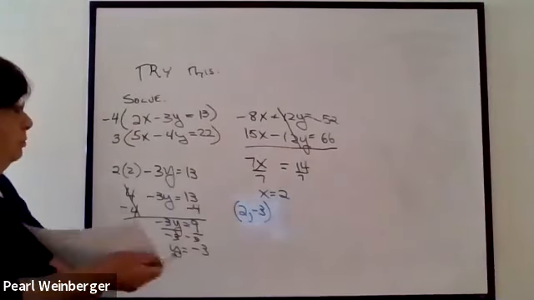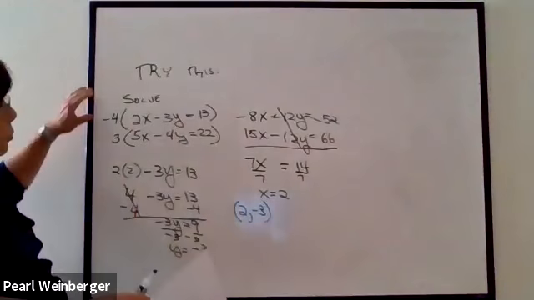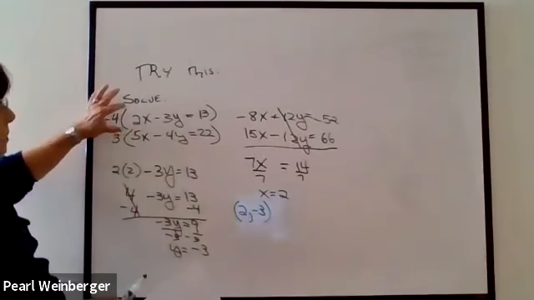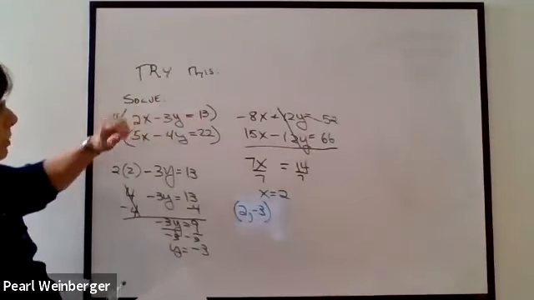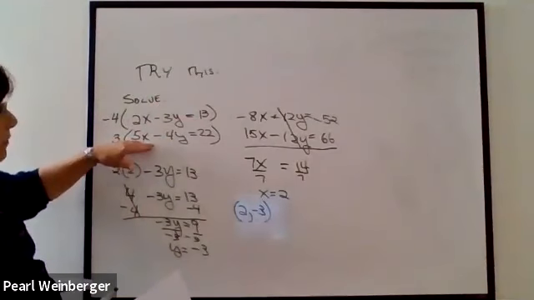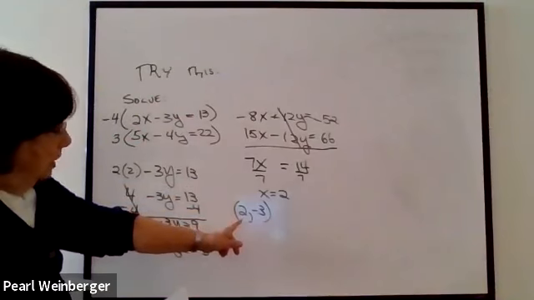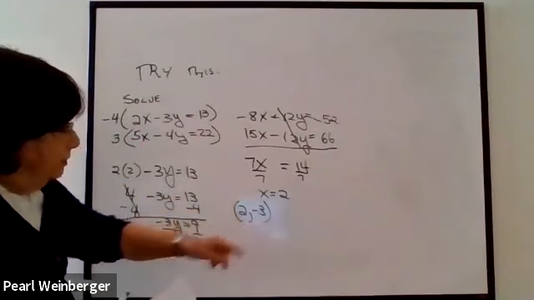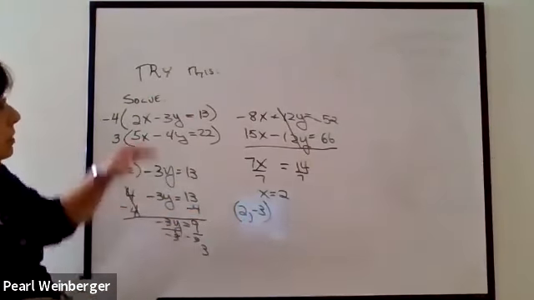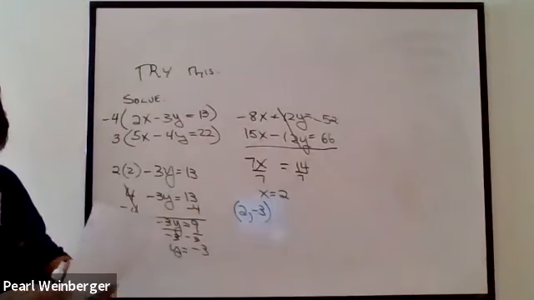Okay, so I have this recording now. So we had solved this problem, 2x minus 3y equals 13, and 5x minus 4y equals 22. We got the answer, x is 2, y is negative 3. And we did this by using the elimination method.